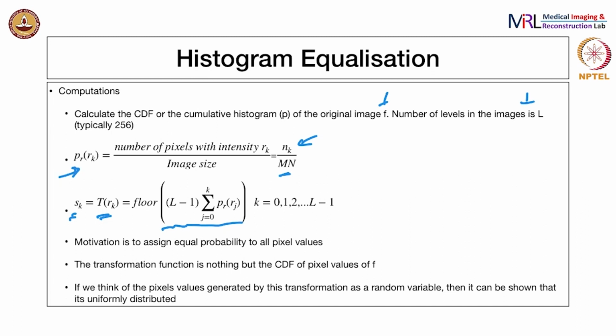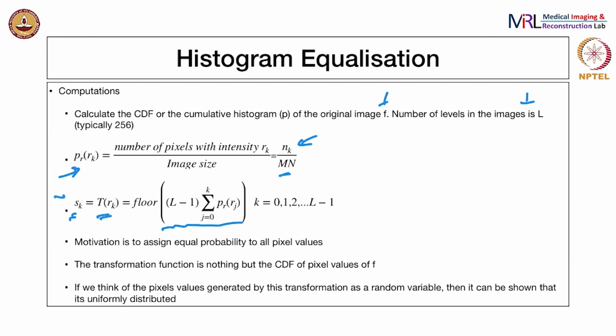The number of levels in the image is L, assuming. And then for every level in the image, every rk, where k is the level in the image, you can calculate what the corresponding s is, and then assign it to that value. So once you are done with that, you have the new image.